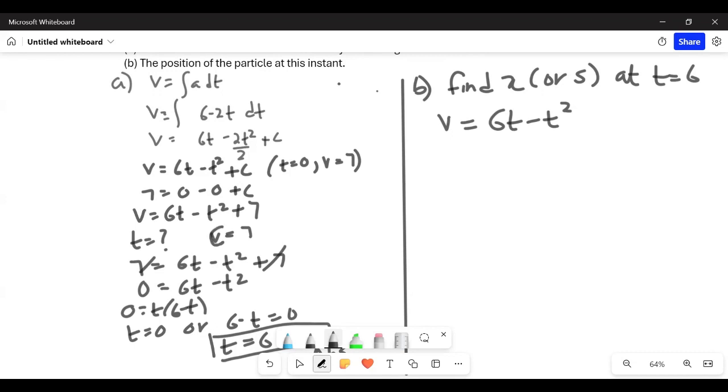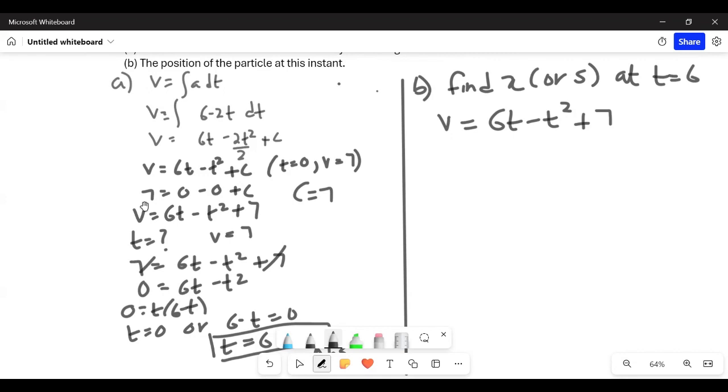That is c, not v. c came out to be 7 here. Yes. Okay, so plus 7. 6t minus t square plus 7.